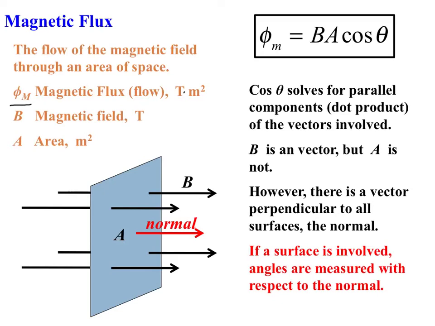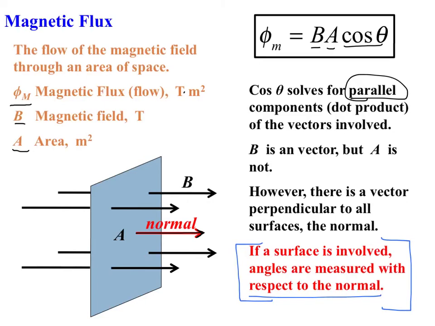That means the equation must include Teslas, which are magnetic fields, and area, which is meters squared. Again, this cosine tells us that the angle between the magnetic field and area has to be parallel. Now, area is not a vector, but the normal vector, which is perpendicular to the surface, is a vector. So we're going to be using that as our area vector. The most important part here is that if a surface is involved, angles are measured with respect to the normal. We'll see an example of that next.